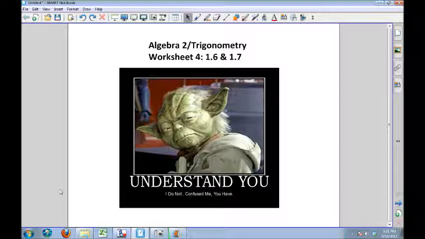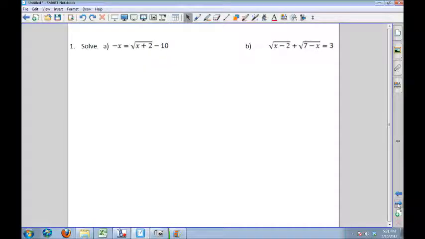Worksheet 4, 1.6, and 1.7. On this worksheet, you're going to be looking at solving different types of equations. The first ones we're going to look at are ones with radicals.